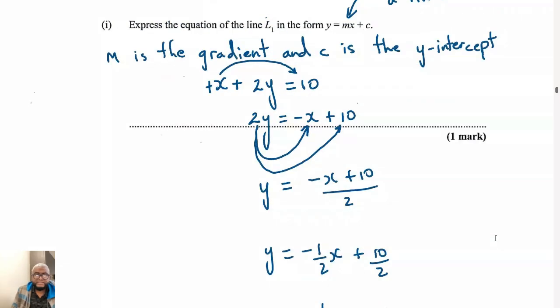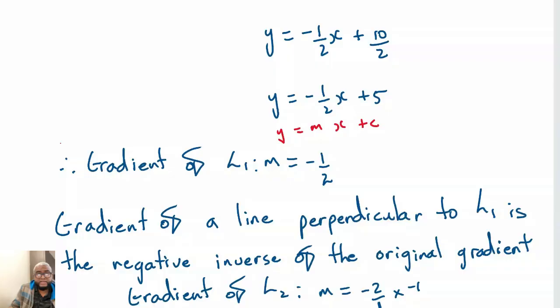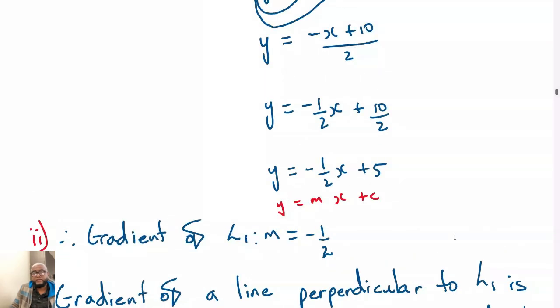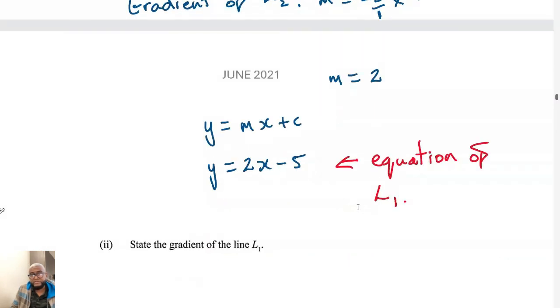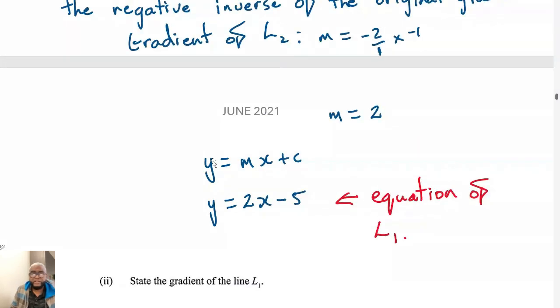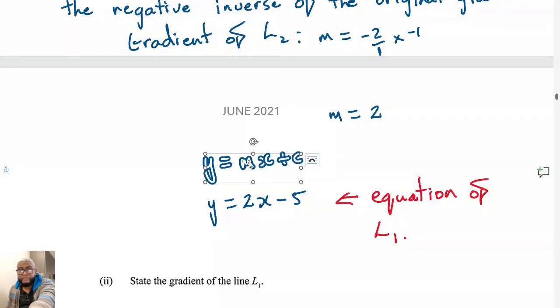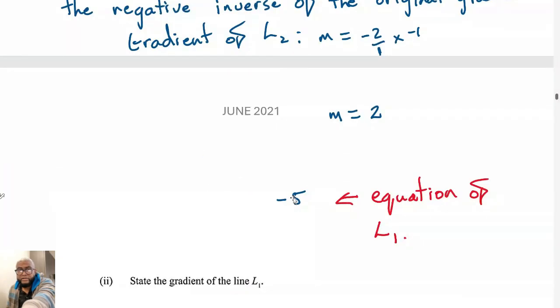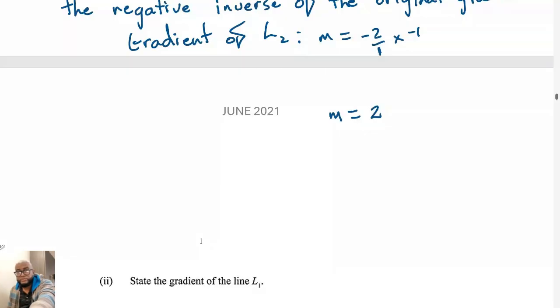Okay, guys, this was the answer for part 1, and this is actually the answer for part 2. Part 2 starts here. This is the equation of L1. No, they want the gradient of L1. So you didn't have to write this. Let me move it. I went a little too far. They just wanted the gradient of L1, which is just 2.